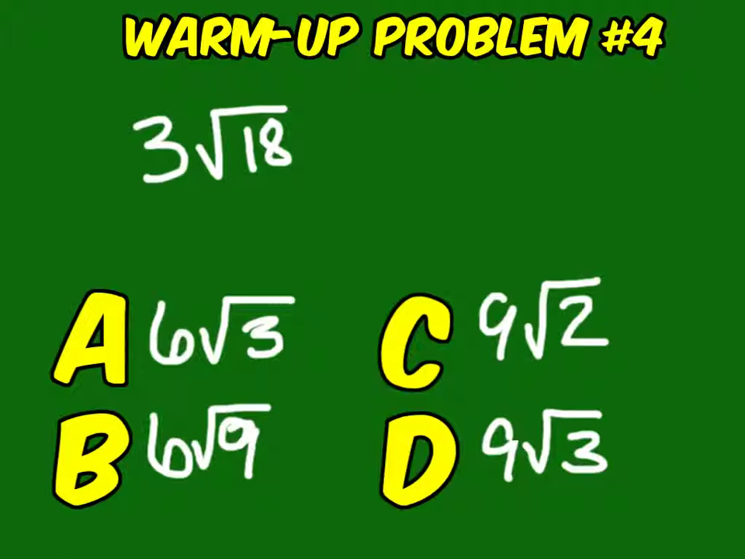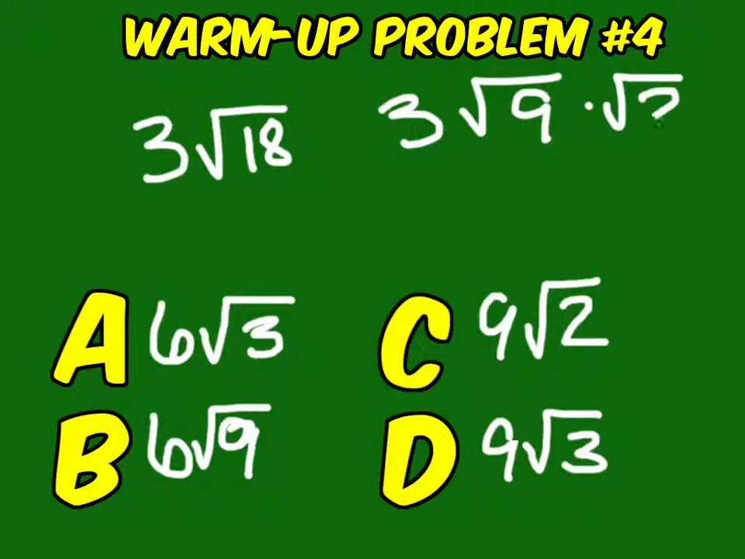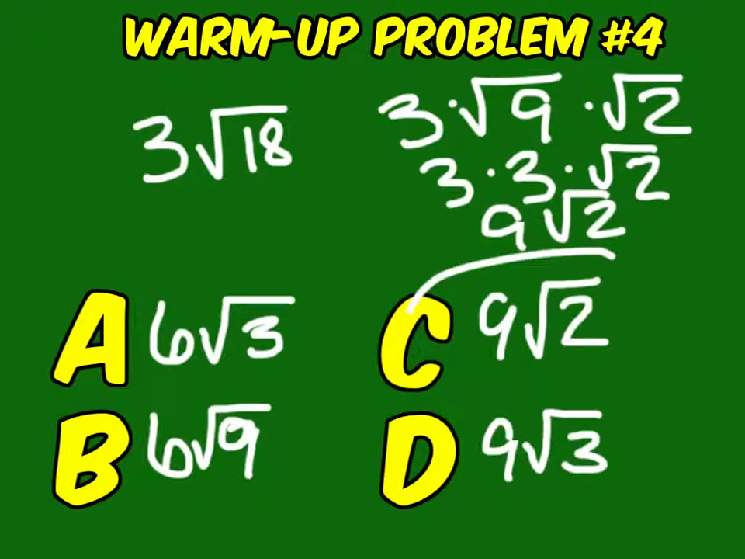And so for this one we have 3 radical 18. That's equal to 3 times the square root of 9 times the square root of 2. The square root of 9 is 3, so we have 3 times 3 radical 2. That's 9 radical 2. The answer is C.